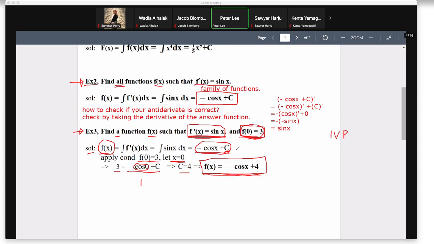Your job is to find all functions. For example 2, these are all the functions with that derivative. And for example 3, this is all the functions we have. There's only one function out there which satisfies both conditions. So we're now limited to one function. We only have one function which satisfies two conditions, including the initial value. We call it the initial condition.